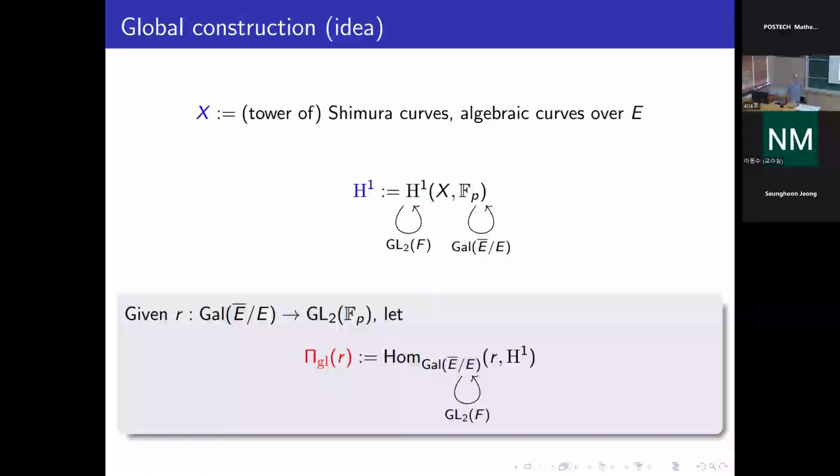Any other questions or comments? So I have some questions. This pi, this red stuff on this slide, is a representation of GL_2(F)? Yes. Is that p-adic or mod p? Here it is mod p, but you could do the same thing p-adically too.